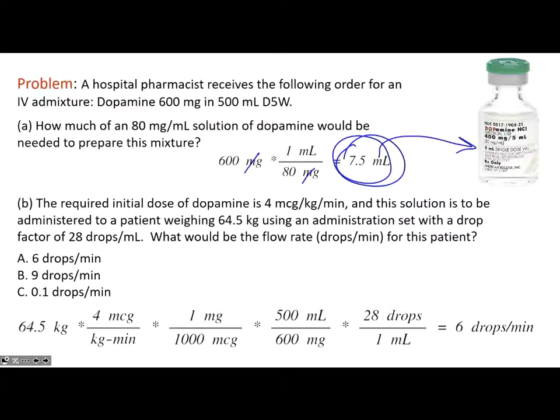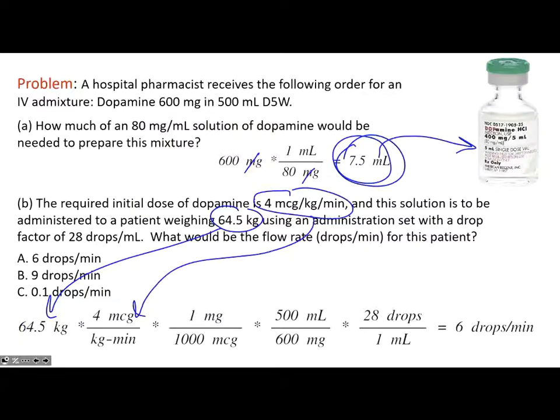So down below it says, okay, well, from that 600 milligram per 500 mil bag, you want essentially 4 micrograms per kilogram per minute. So what is the actual infusion rate? So let's start with the weight. You start with the weight here, and then you're going to multiply by this. And I'm going to re-express like that.